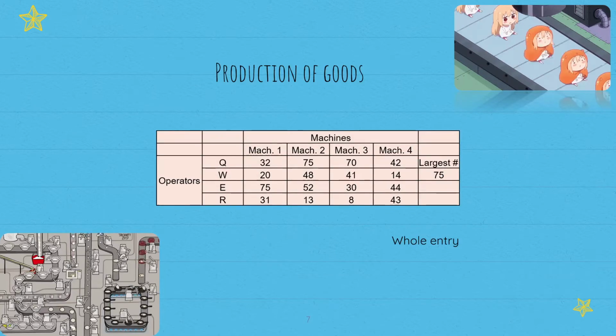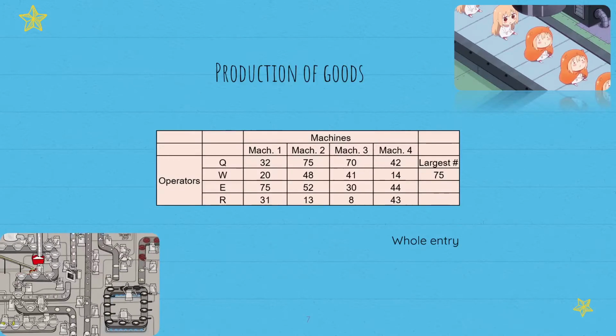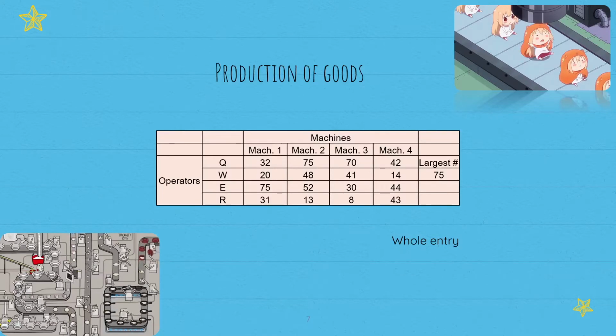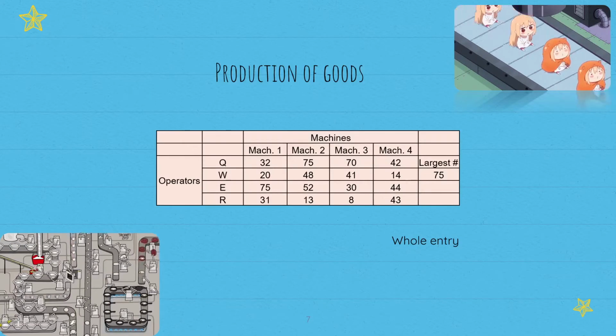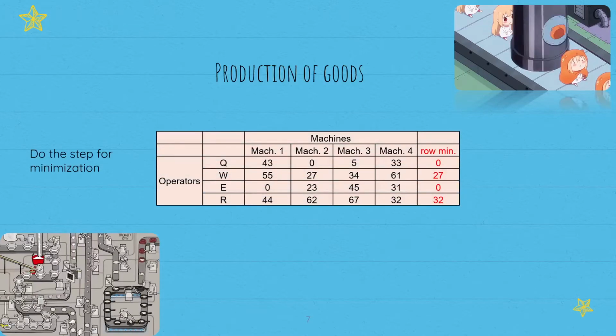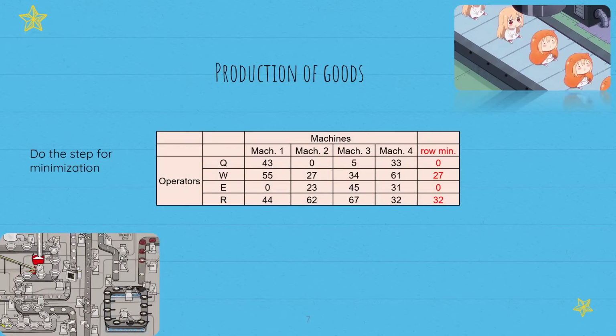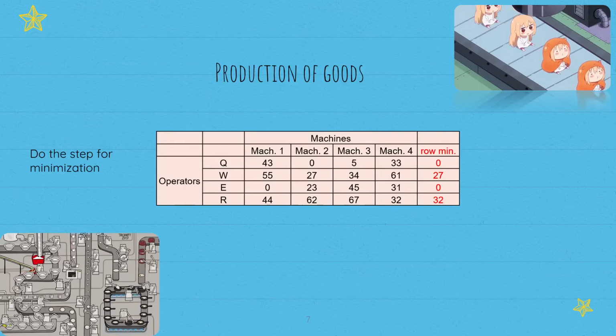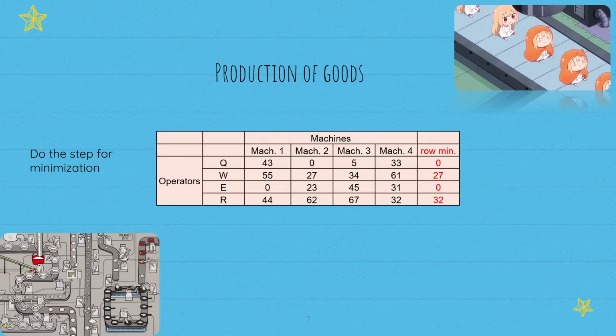So, as for maximization, you will first transform the problem into the minimization which I showed you earlier. To do that, you need to subtract the largest number of the entries from each of the entries inside the table. After that, you will now follow the steps in minimization, where you will subtract the smallest number in each row from its respective row, as well as for the columns.